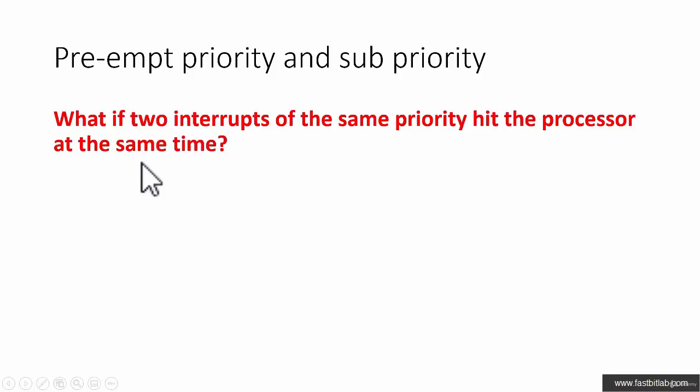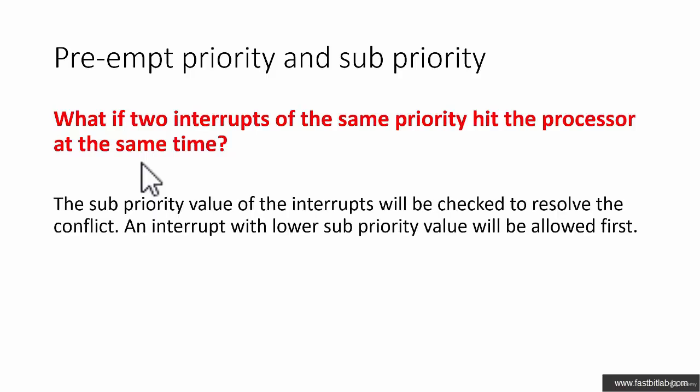In this lecture, let's understand preempt priority and subpriority. Before understanding this, let's understand what happens if two interrupts of the same priority hit the processor at the same time. Now the answer is, in this case, the subpriority value of the interrupts will be checked to resolve the conflict. An interrupt with lower subpriority value will be allowed first.